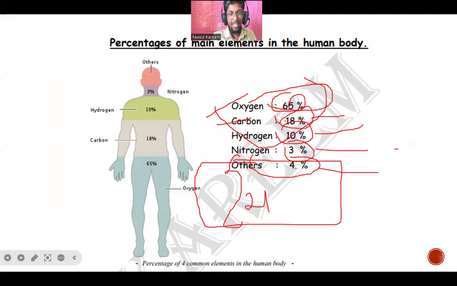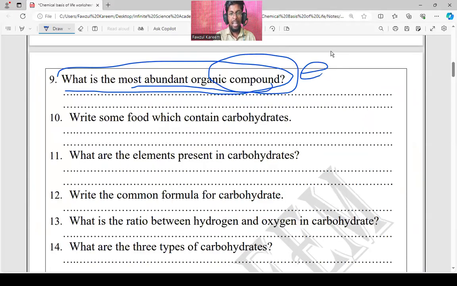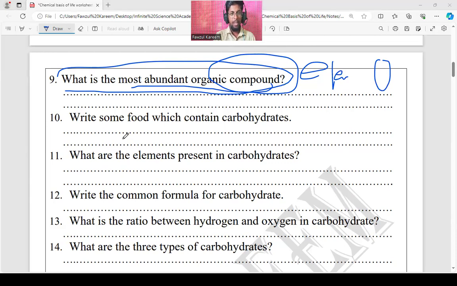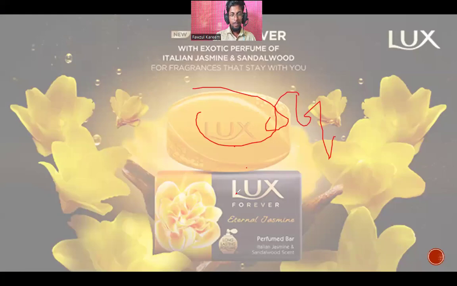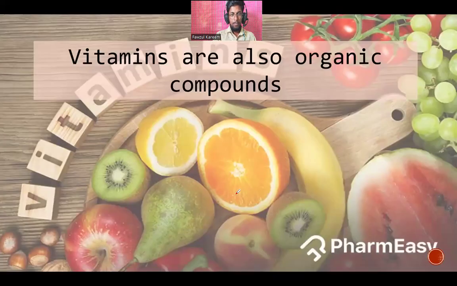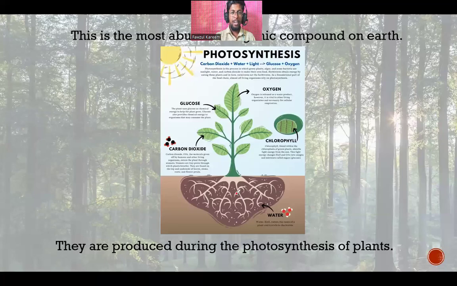But they are asking what is the molecule. So what is the most abundant organic compound? They didn't ask about the element. If they ask about the element, you can say oxygen. But now they are asking about the organic compound, so you can't say oxygen. So what is the answer? Carbohydrate.